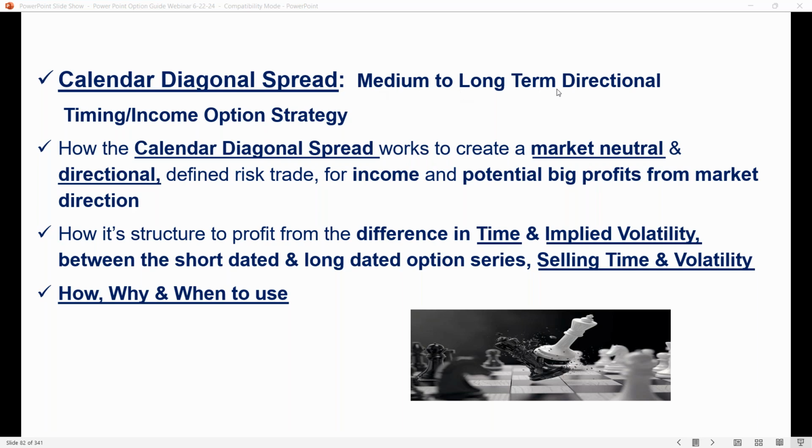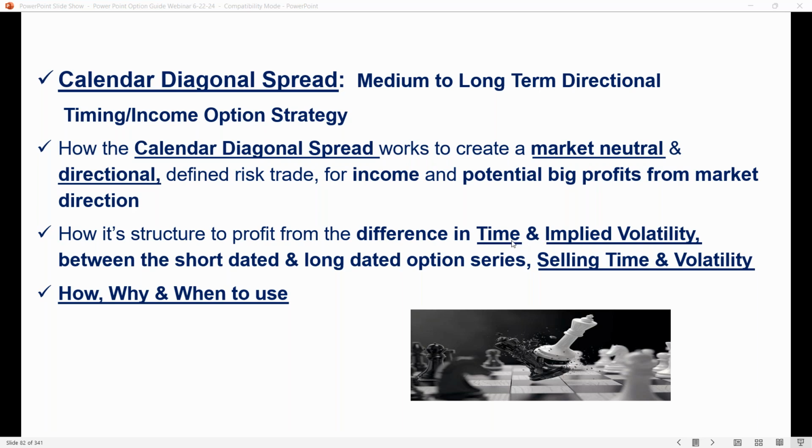Which is a medium to possibly long-term directional timing income strategy to use. So how the counter diagonal works to create a market neutral but directional trade, which is defined risk, for both income, getting paid while you wait, and the potential for big profits from market direction, kind of like that Exxon trade. You just keep working them up for directional moves. Then how to structure it for your profit from the difference in time decay and implied volatility.